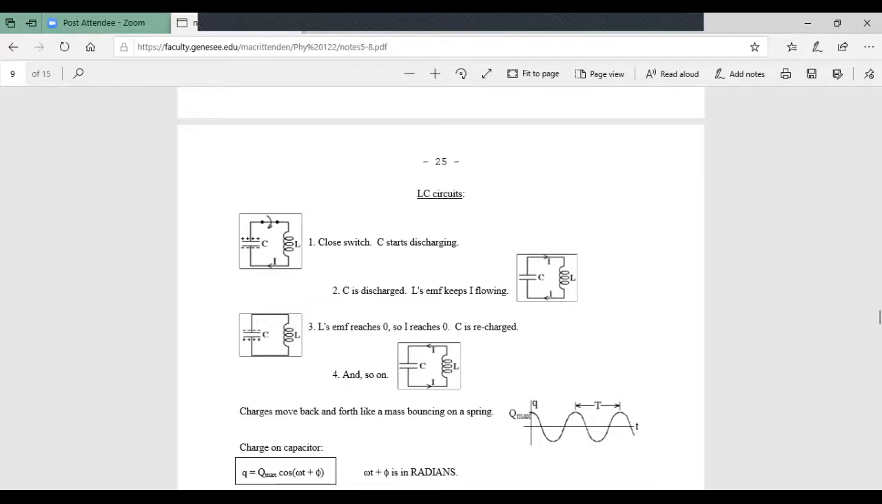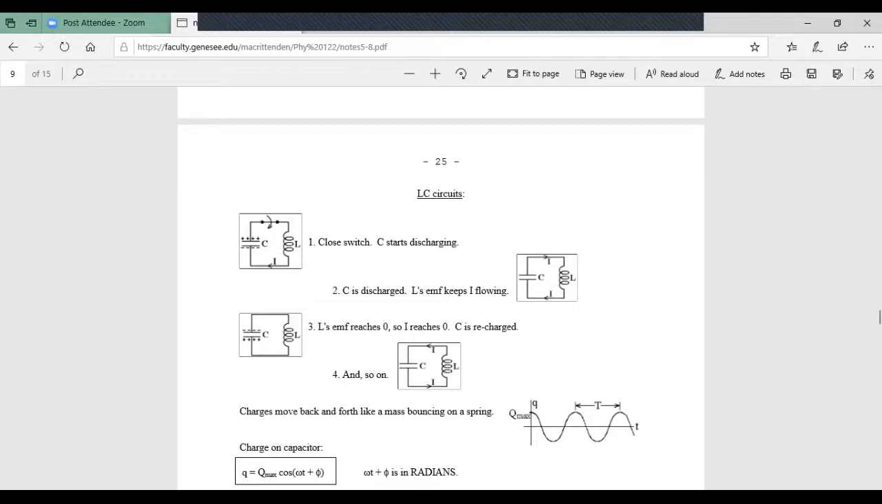In picture number 3, the current has finally stopped flowing, but now the capacitor is charged up again, the other way around, positive on the bottom this time. So the energy that started out in the electric field gets transferred into the magnetic field of the coil, and as the magnetic field collapses, as the current goes away, the energy gets moved back into the electric field of the capacitor.